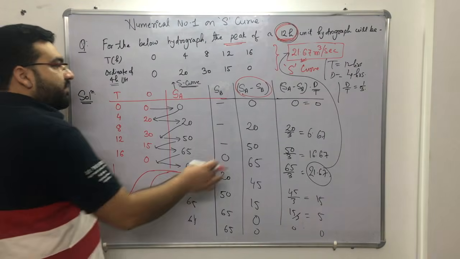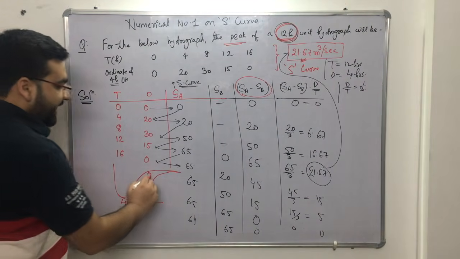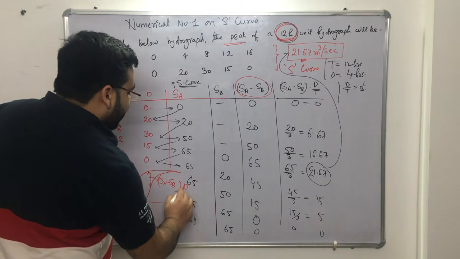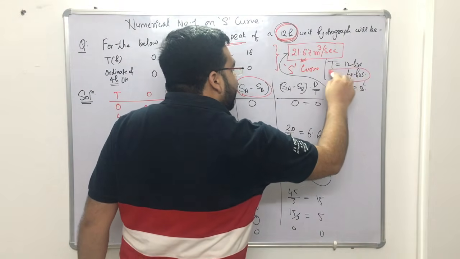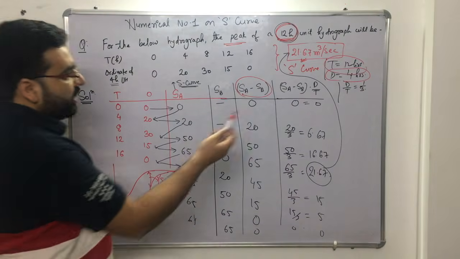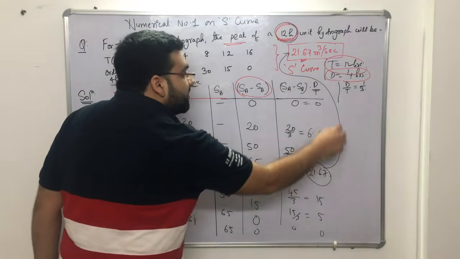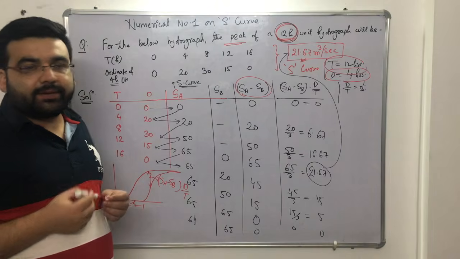Clear? Then what we have to do? SA minus SB. We calculated SA minus SB and we multiplied it with D by T. How much is D? D is equal to 4 hours, and T is equal to 12 hours. So D by T will be equal to 1 by 3, or in other words we have to divide it by 3 and you will get the answer. So the same answer which we were getting from the method of superposition. It is the same method.